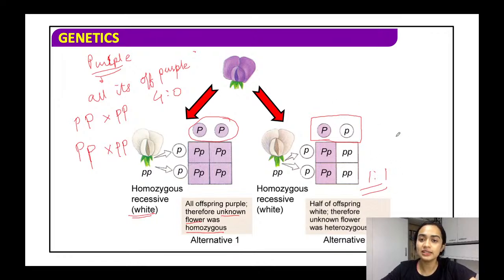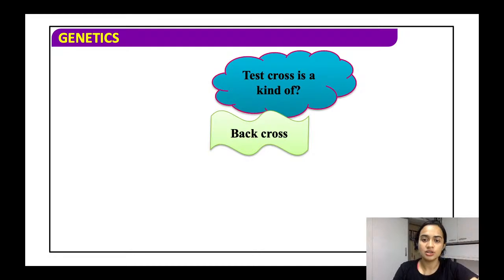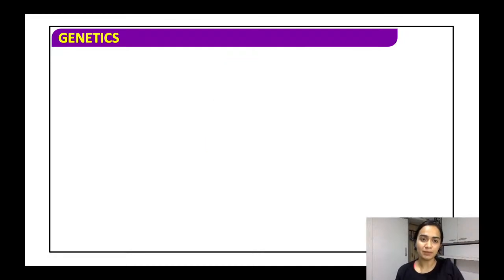What is the parent, heterozygous or homozygous? Or if the ratio is 4:0, how is the parent type? So here, how do we determine it? We determine it by a test cross. So test cross is basically a kind of back cross, because from the offsprings we are tracing its parents.